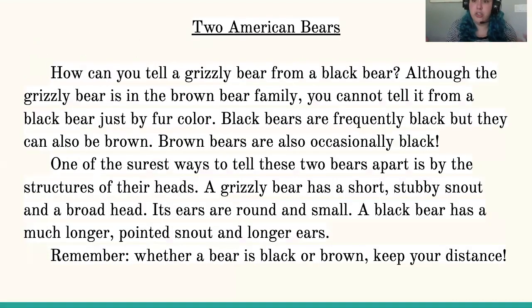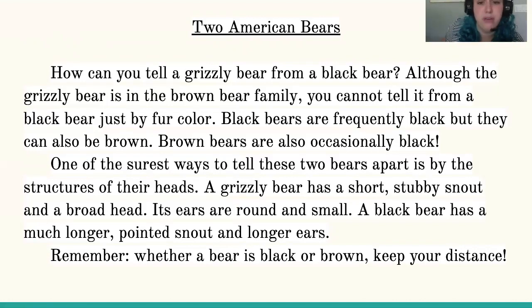Okay, here's our text. It is called Two American Bears. I can make a prediction that it's going to be about bears and two different kinds of bears, but I can't just say that's my main idea. We can't just decide that's what it is without knowing first. Okay, so I'm going to read it to you.